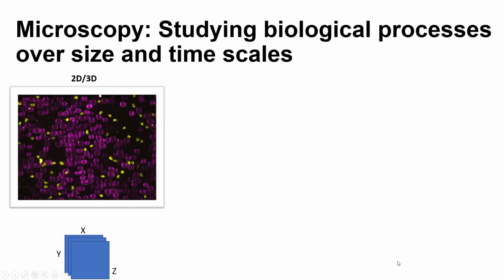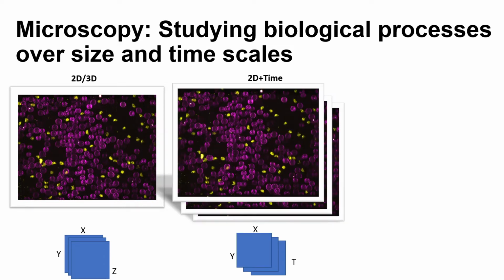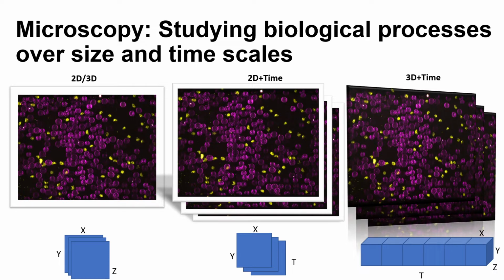So microscopy is a very important tool in examining biological processes over various size and time scales. For example, we take 2D or 3D images, which are snapshots of these biological processes. Or if you want to look at dynamic phenomena, which most biological processes are, we can take, say, 2D snapshots over time, or we can take 3D images, which preserves the spatial information over time.